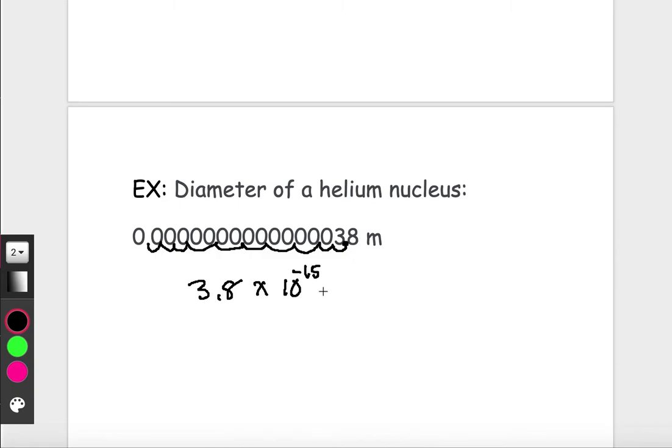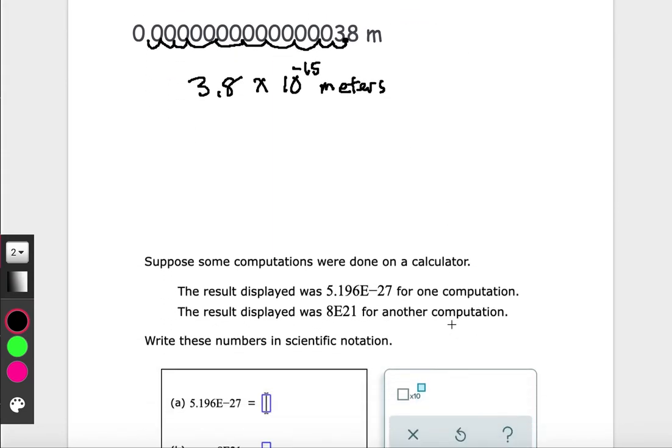So this is a very, very small number. I don't even know how to describe it. It's so small, a fraction of the head of a pin. So this is 3.8 times 10 to the negative 15 meters. Again, we use things like this so that we can use them in formulas in scientific applications, and that's primarily where you're going to see this. So getting to the topic.